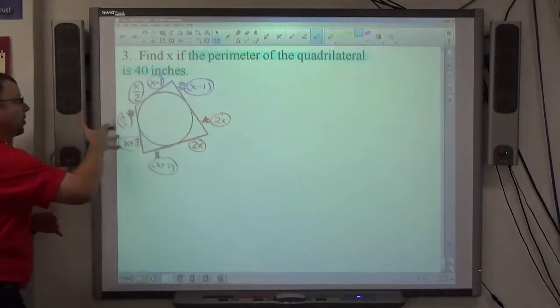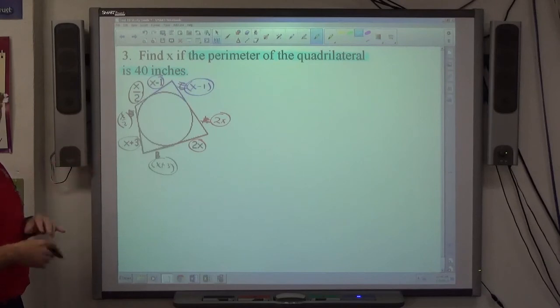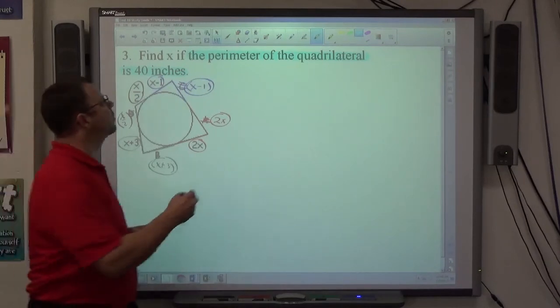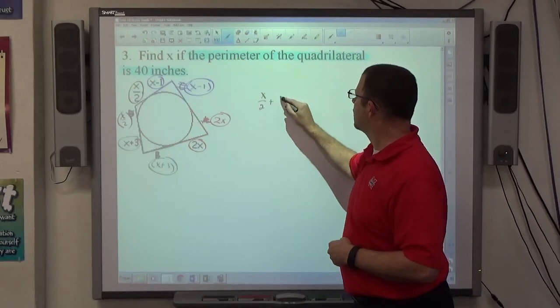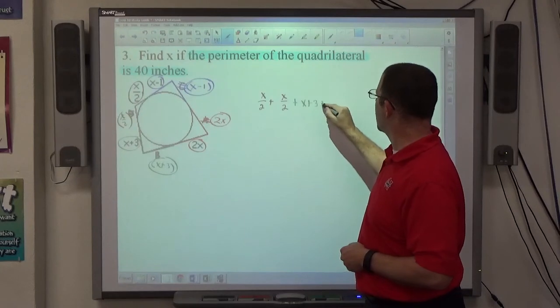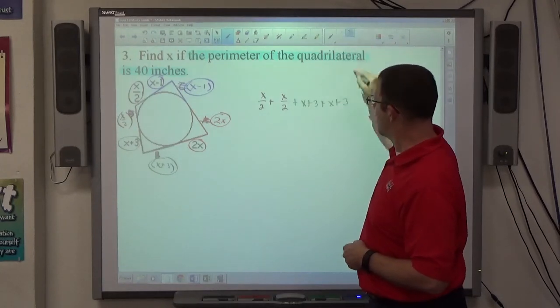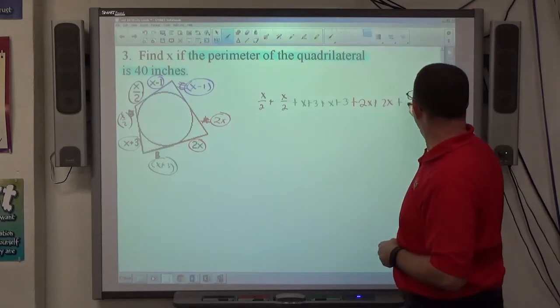So if I add up all the stuff I'm looking at, both blues, both reds, both greens, and both blacks, that should add up to 40 inches because that makes up the whole figure. So that's exactly what I'm going to do. I'm going to do x over 2 plus x over 2 plus x plus 3 plus x plus 3 plus 2x plus 2x plus x minus 1 plus x minus 1.